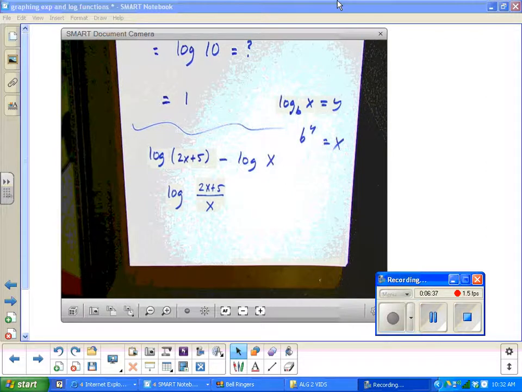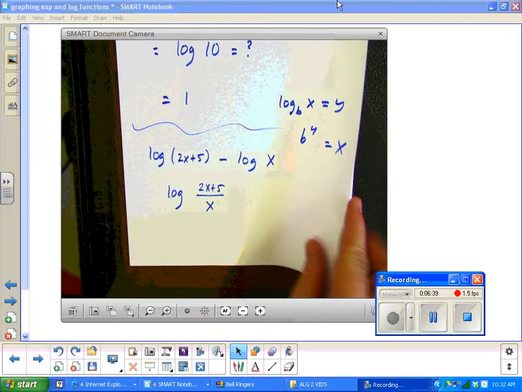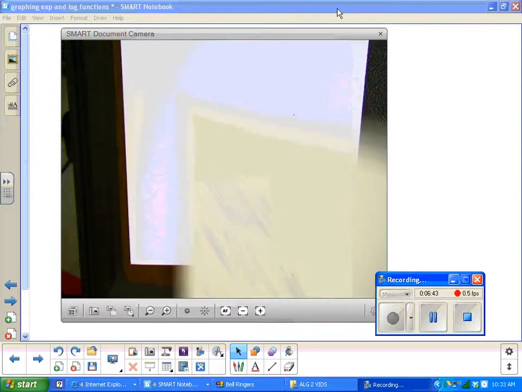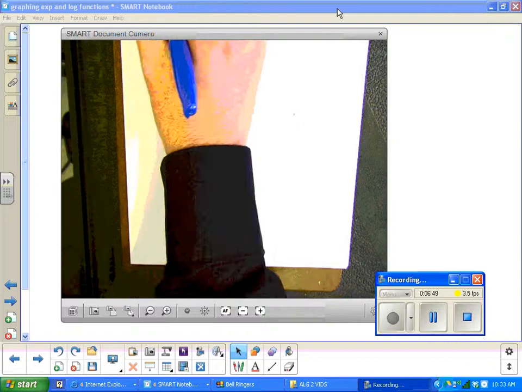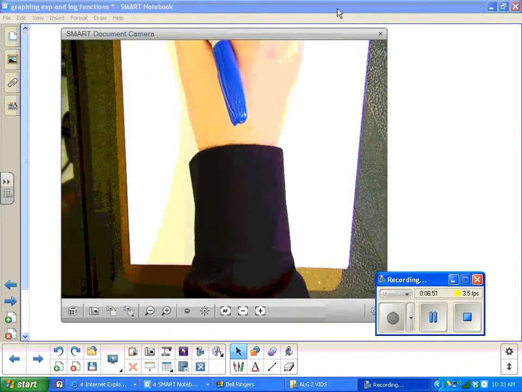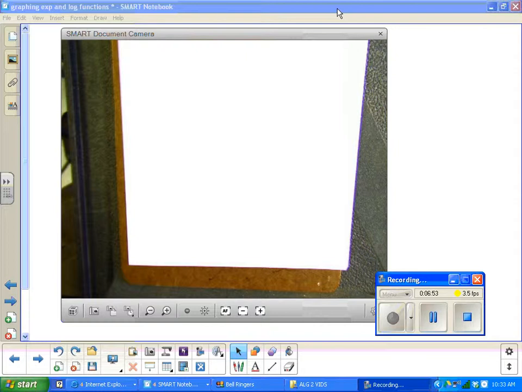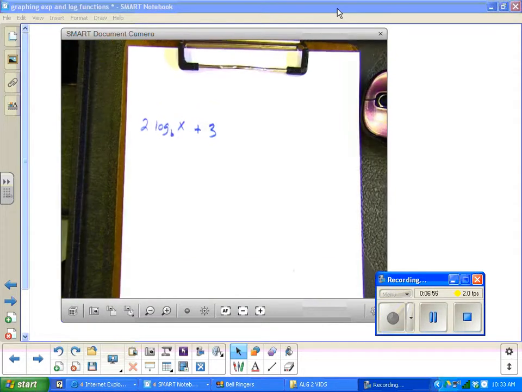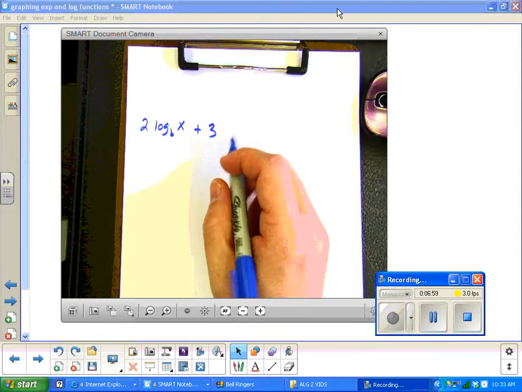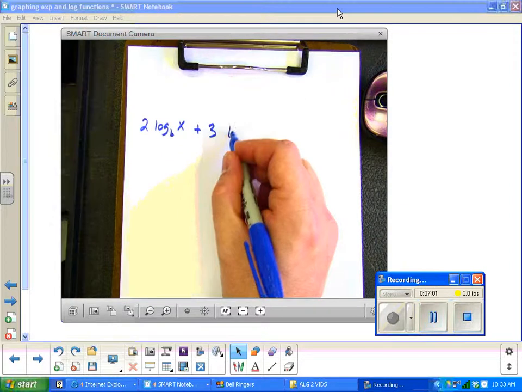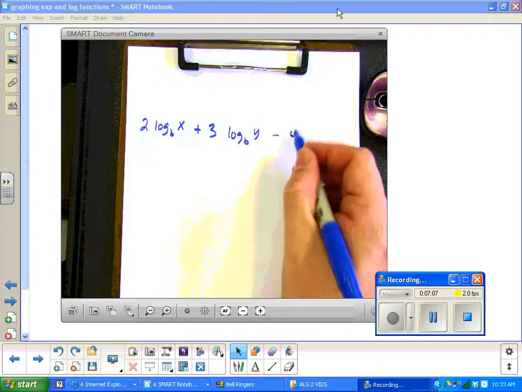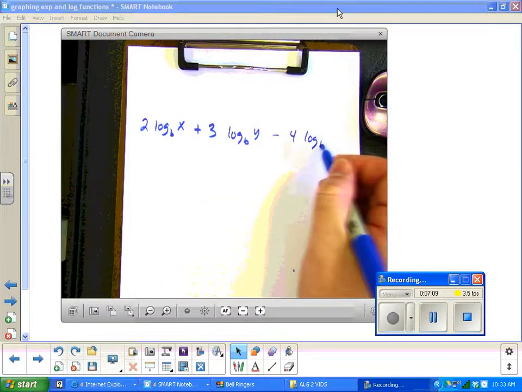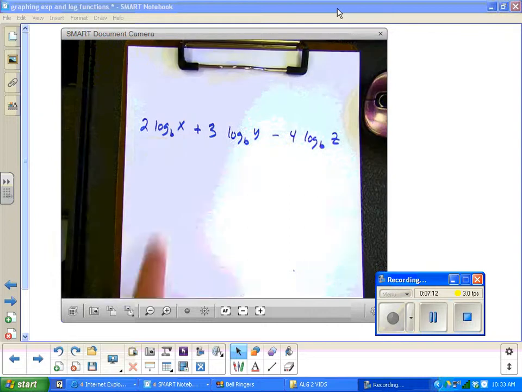Now, let me do one more condensing problem here. I like this condensing problem because it involves everything. Okay? This is going to be kind of long. So we've got 2 log base b of x plus 3 log base b of y minus 4 log base b of z. So it's 1, 2, 3 logarithms.